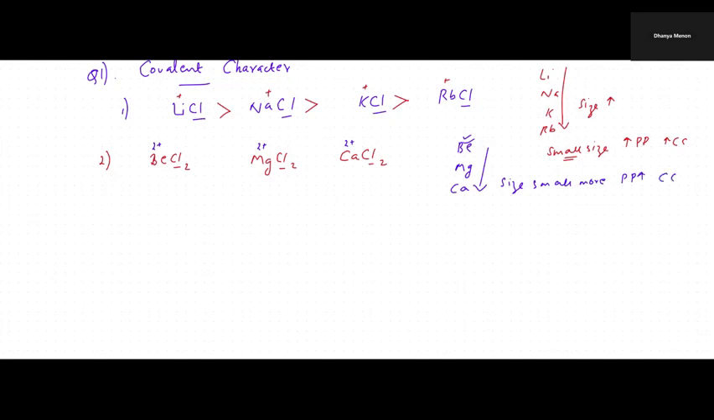Size is small, polarizing power is more, covalent character is more, right? So beryllium has the higher polarizing power. So that means beryllium chloride is more covalent than magnesium chloride, which is more covalent than calcium chloride. So calcium chloride will be more ionic. Less covalent, so more ionic, right?